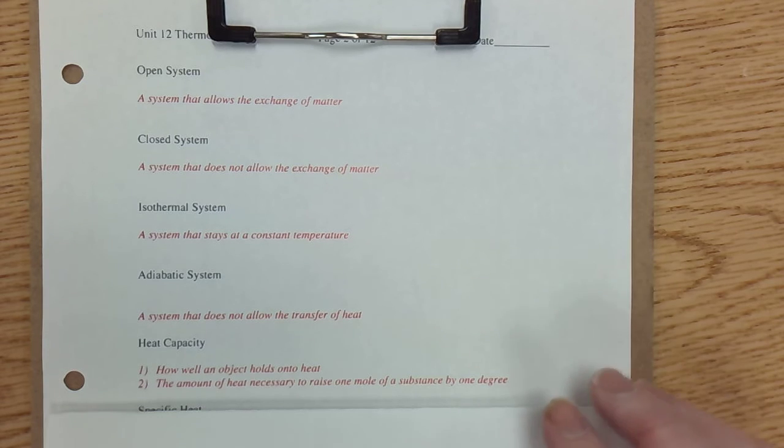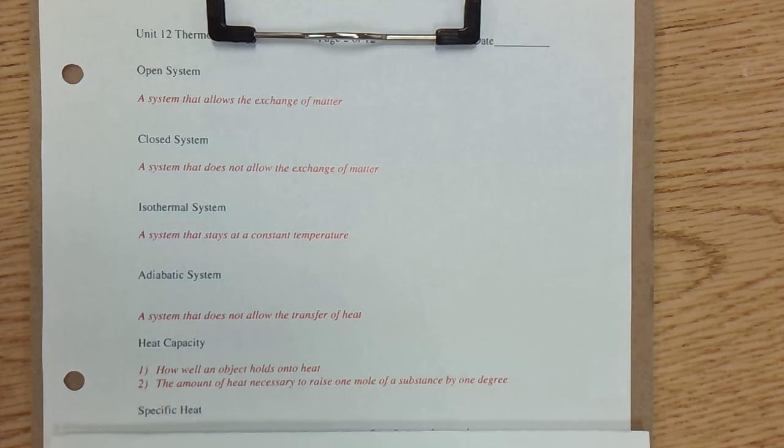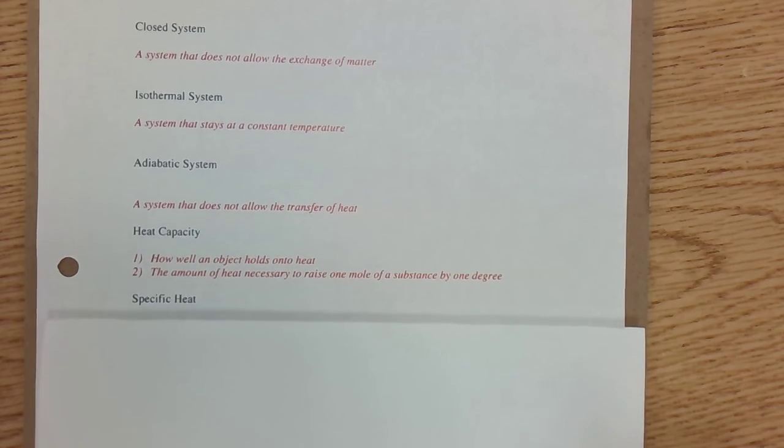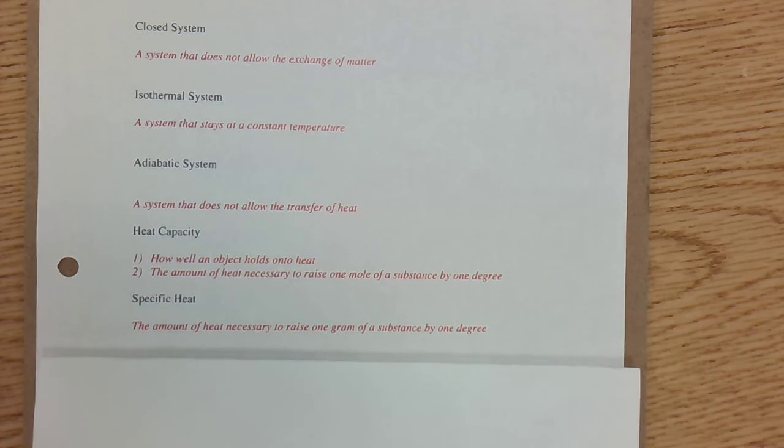Now, some textbooks like to use the phrase specific heat. I never actually even saw that when I was in college. It wasn't until I started teaching that I saw that term. It's basically the same idea. The amount of heat necessary to raise 1 gram of a substance by 1 degree. So the only difference between these two definitions is whether we're talking about a mole of a substance or a gram of it. Not a big deal. Okay?